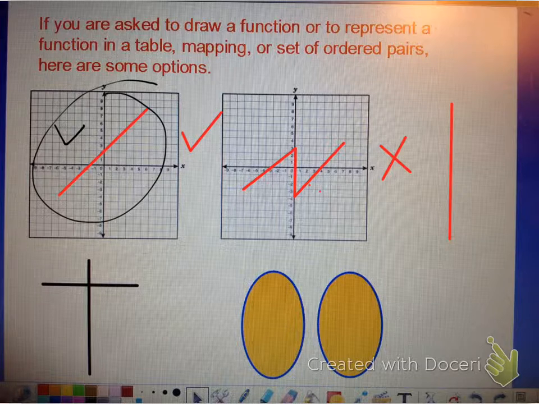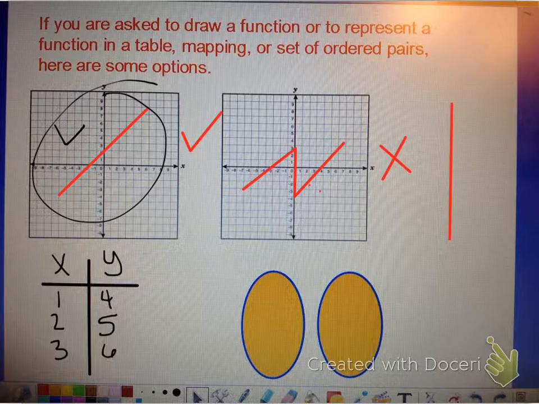So run a vertical line through whatever you draw and see if it hits 2 of the dots that you plotted. The other thing, if you're writing in a table, you can pretty much make up anything as long as your x's don't repeat. Okay? If you're asked to do a mapping, as long as 2 things are not coming from that x, you've actually drawn a function. Okay? Hope this helps.